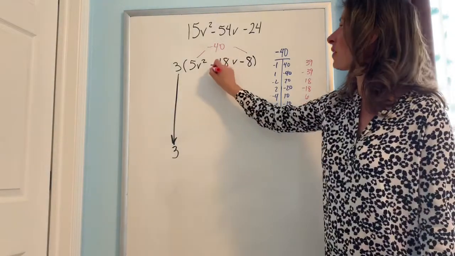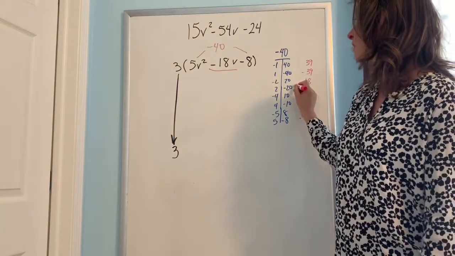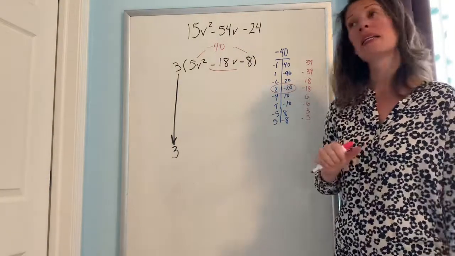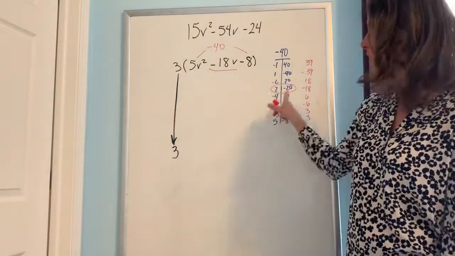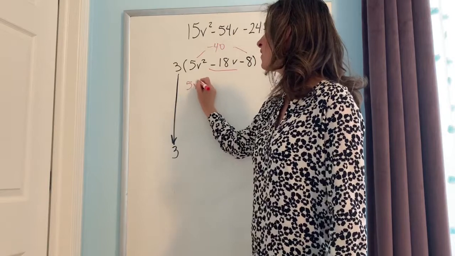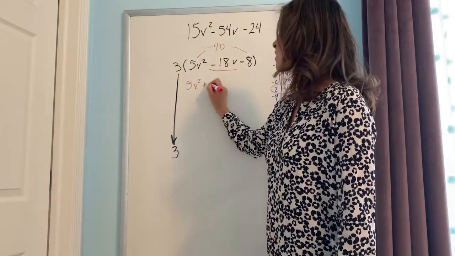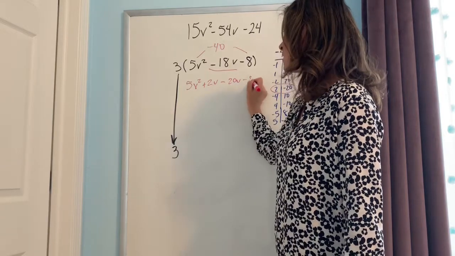So we are looking for the numbers that add to a negative 18, which is going to be 2 and negative 20. So now we're going to replace this negative 18 with 2 and negative 20. So I will have 5v squared plus 2v minus 20v minus 8.